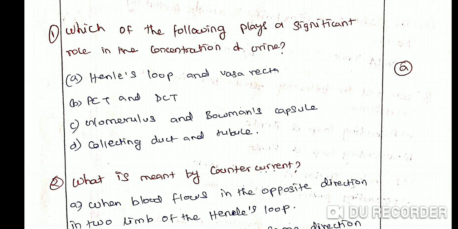Explanation: mammals can produce a concentrated urine. The Henle's loop and vasa recta present in the mammals play a significant role in the concentration of the urine.